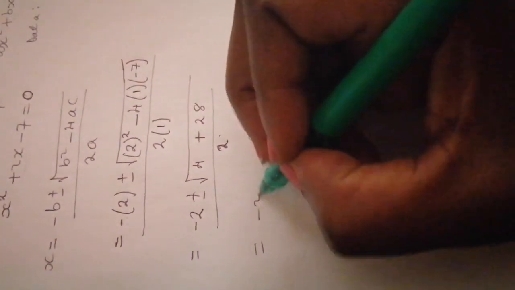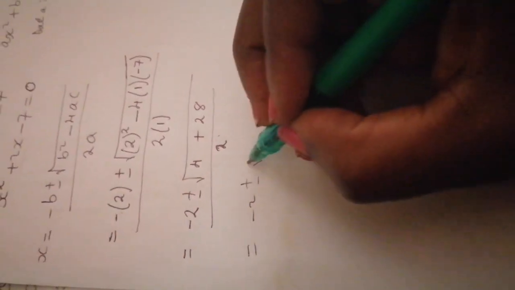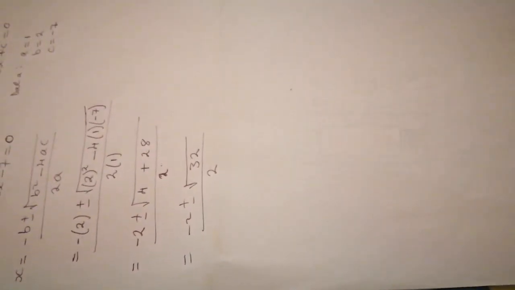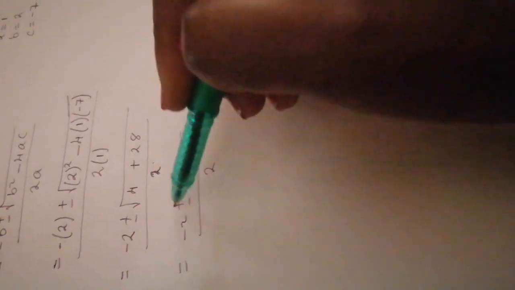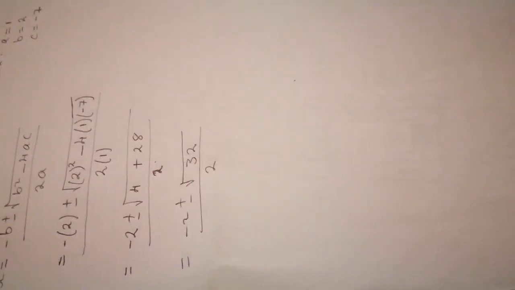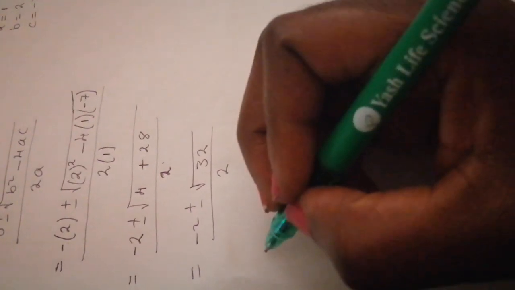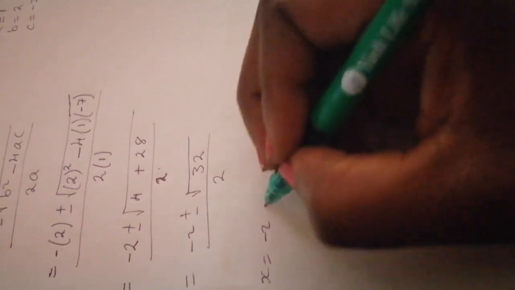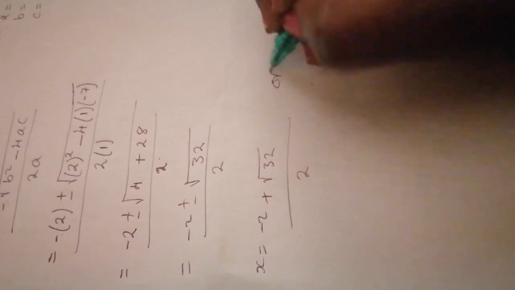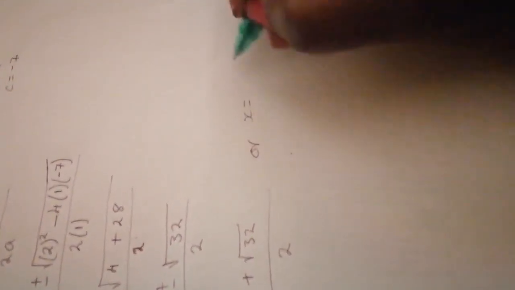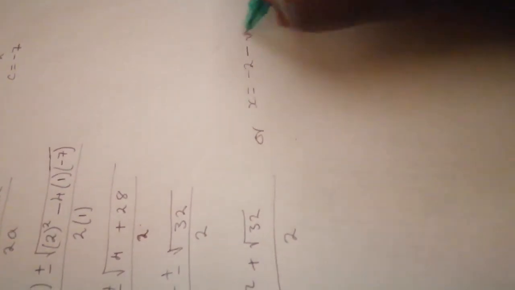Next, we have negative 2 plus or minus 4 plus 28 will give us 32. Then everything divided by 2. Okay, so here we're going to use the signs separately now. We've been coming with plus or minus from the top, but we can separate them now, where we'll have x equals negative 2 plus square root of 32 divided by 2, or x will be equal to negative 2 minus square root of 32, everything divided by 2.